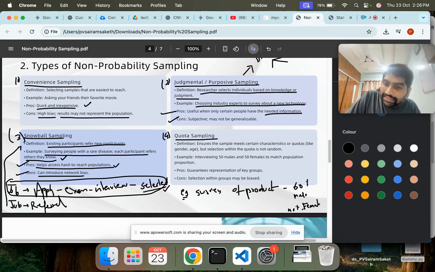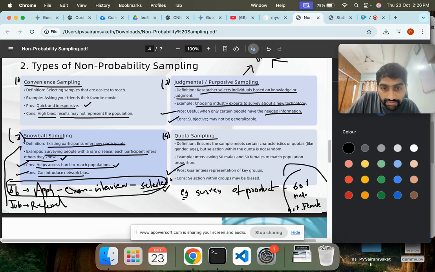So I will take the survey till my conditions are met. Here you will find 50-60% male people near you, and you will take the survey. Similarly, 40% female near you, you will take the survey. The advantage here is guaranteed representation of key groups, meaning you will be able to achieve the 60% male and 40% female.